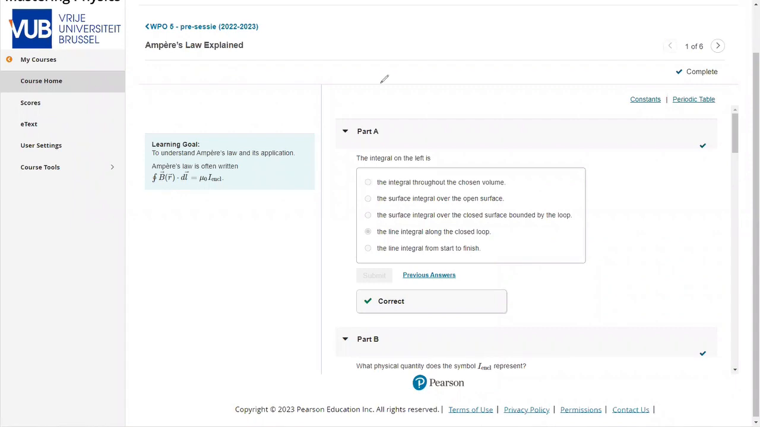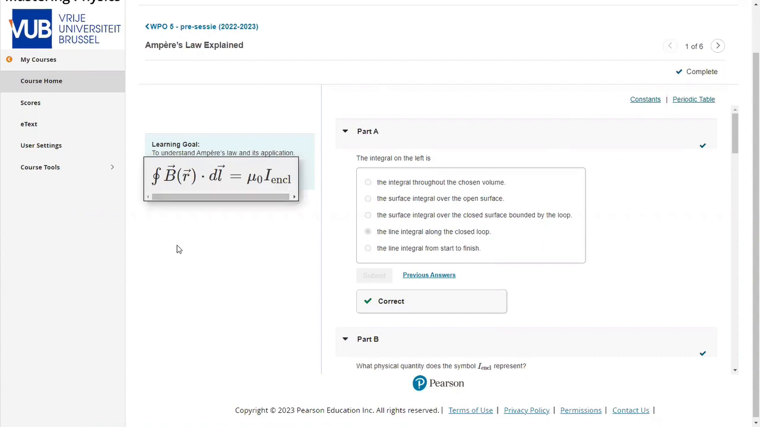So, like you can see, this first question. The integral on the left, they are talking about this integral. We call this the line integral, not the surface integral or the volume integral. No, use the line integral.